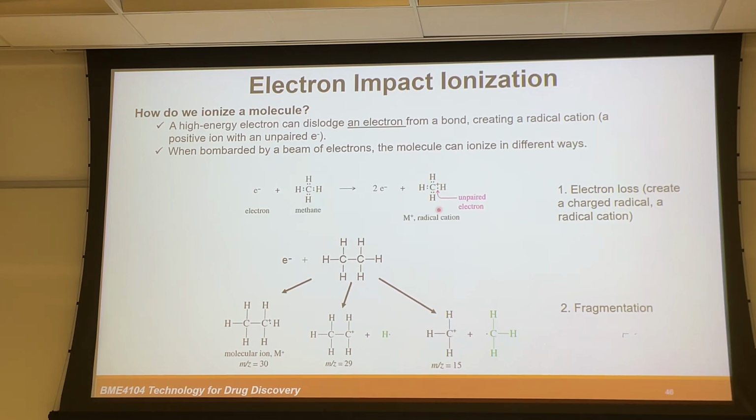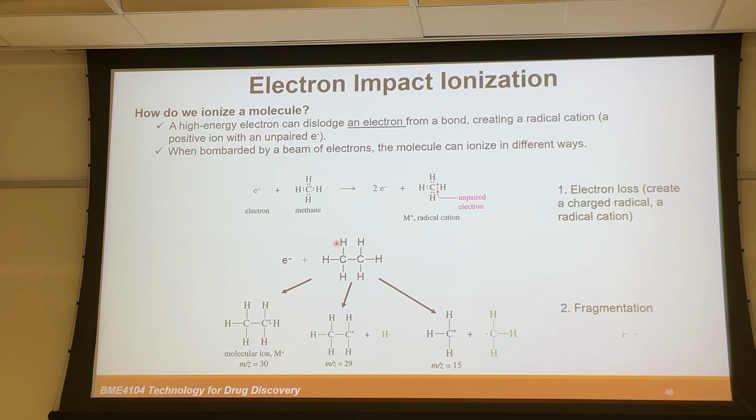If the molecular weight is M, this part would be M plus, and we call it a radical cation, because it contains a positive charge. That's what the cation means. So now you can see it is a charged molecule, so it will be affected by the magnetic field in the mass spectrometer.